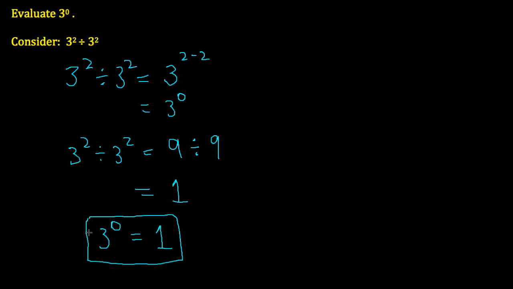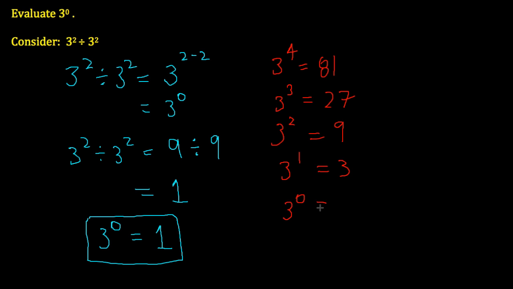Now, let's see if this makes sense. What I want to look at is some powers of 3. Consider this. If we looked at 3 to the exponent 4 and evaluated that, we'd recognize that that's 81. 3 to the exponent 3 is 27. 3 to the exponent 2 is 9. 3 to the exponent 1 is 3. 3 to the exponent 0 must be, well, let's think about this for a moment.